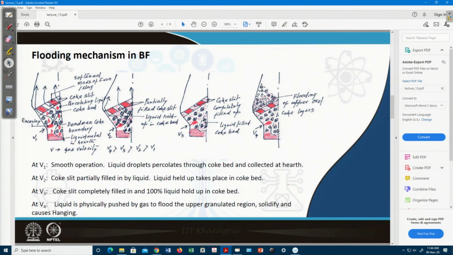When the liquid moves up into the low temperature region, this liquid can solidify and cause a condition of hanging.